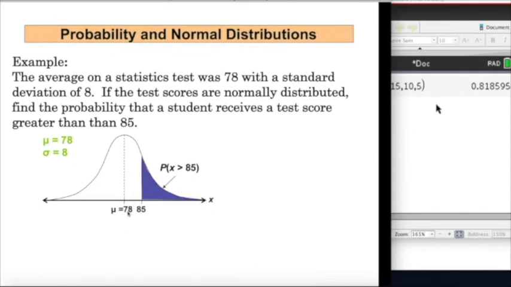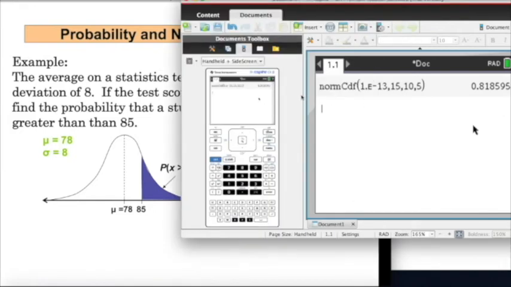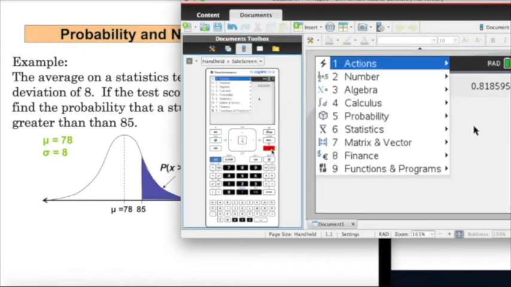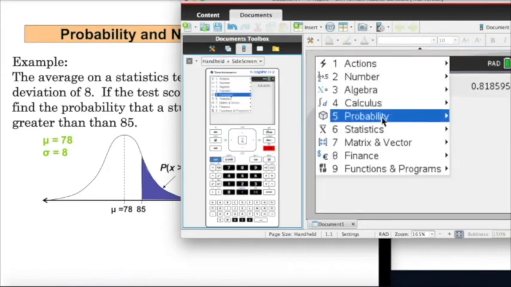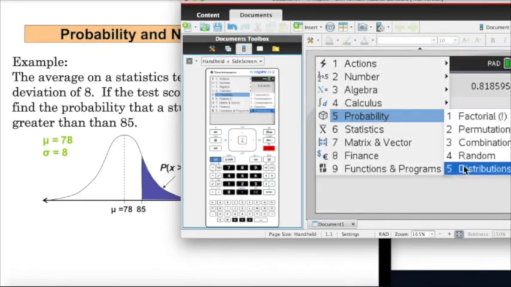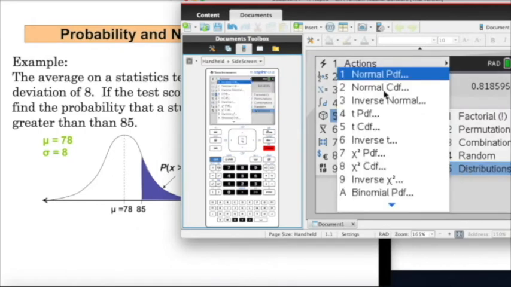The mean is given, 78. Standard deviation is 8. And the question is asking, find the probability, which is the area under the curve. Find the probability that the student receives a test score greater than 85. Okay, let's use the calculator for this. We go to menu, probability, distribution, normal CDF.